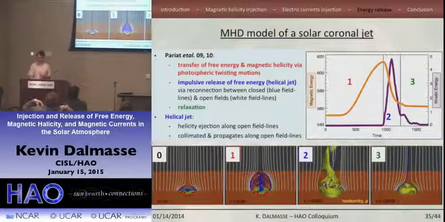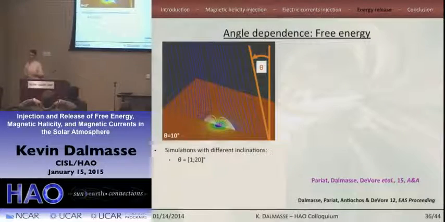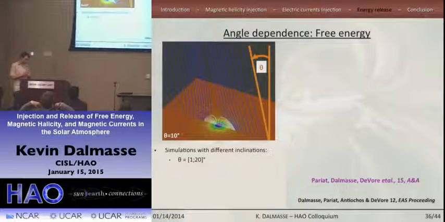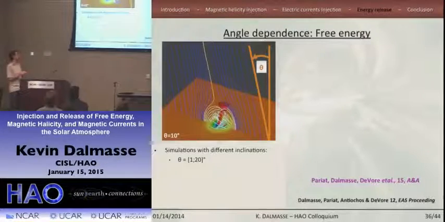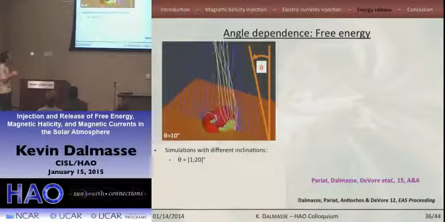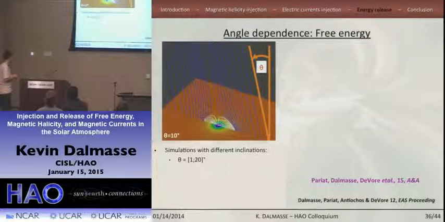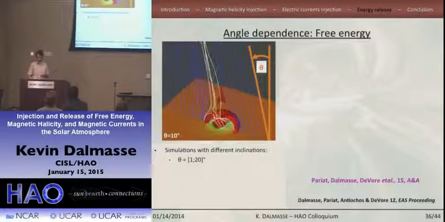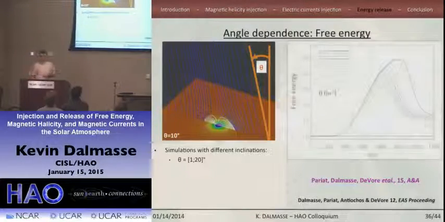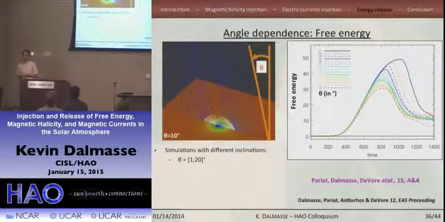In this case, the open field is vertical, and this results in the generation of a jet in the vertical direction. So I did a parametric analysis to study the effect of the inclination of the open field on the properties of the jets. Here is an example for an inclination of the open field of 10 degrees, and you can see the jet through the increase in plasma density. I did simulations with different inclinations between 1 and 20 degrees.